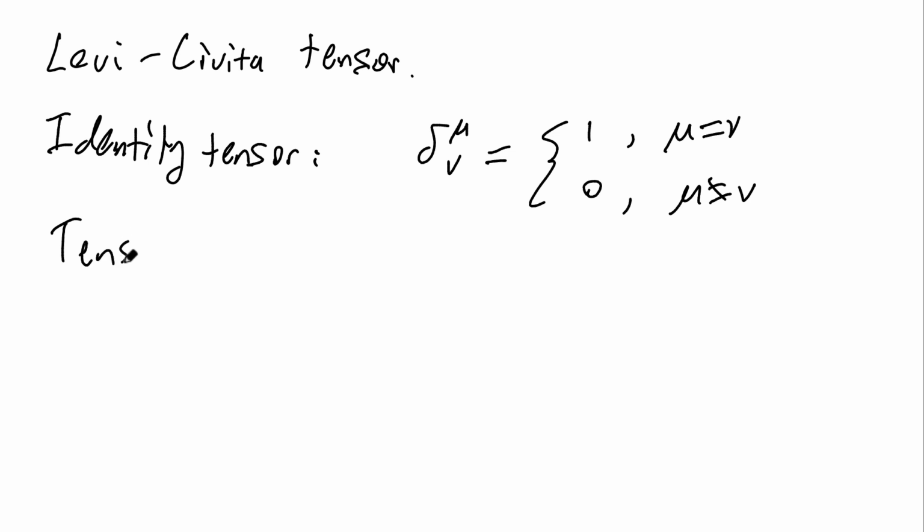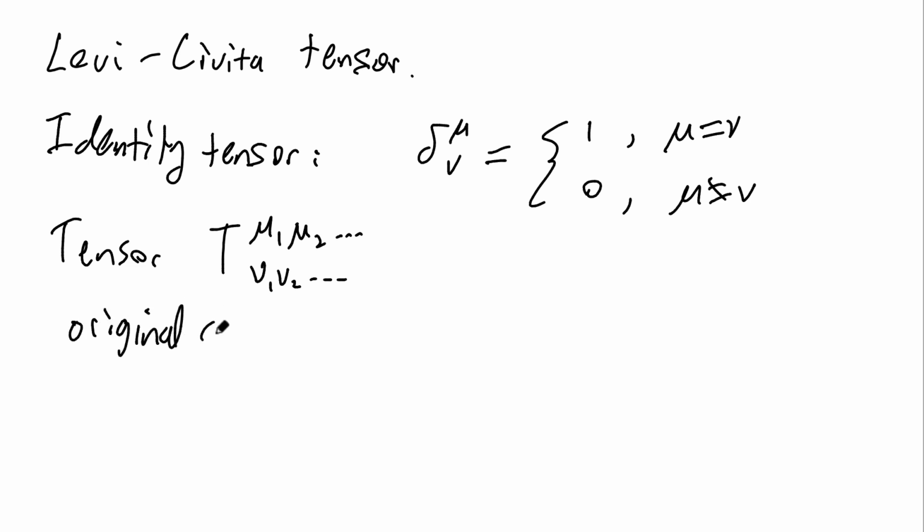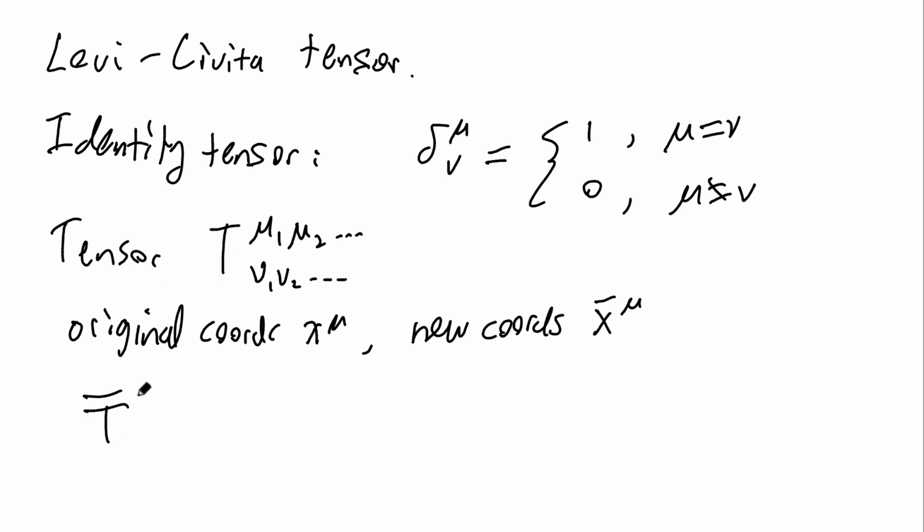So let's take a tensor T with a bunch of upper indices mu1, mu2, and so forth, and a bunch of lower indices nu1, nu2, and so forth. And how does this transform if we change coordinates from our original coordinates x mu to new coordinates, say x bar mu? Then in the new coordinates, the tensor will have components T bar mu1, mu2, and so forth, nu1, nu2, and so forth.